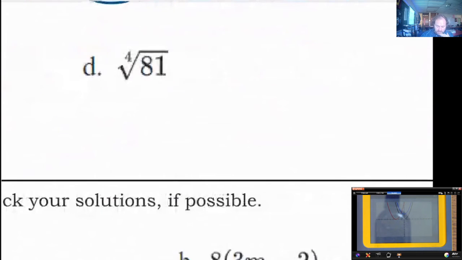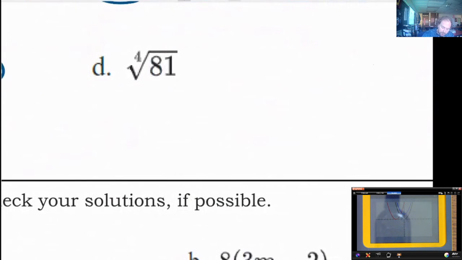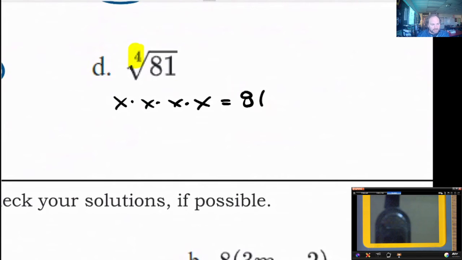And then question D, this is the same problem, but now there's a fourth root involved. So the question changes a little bit because now it's asking, okay, x times x times x times x, one more time. What number times itself 4 times is 81? The good news is there's only a handful of whole numbers out there that work. It's not 2, because 2 times 2 times 2 times 2 is 16. I think it's 3. 3 times 3 is 9, 9 times 3 is 27, and 27 times 3 is 81. So this is 3, because 3 times 3 times 3 times 3 is 81.